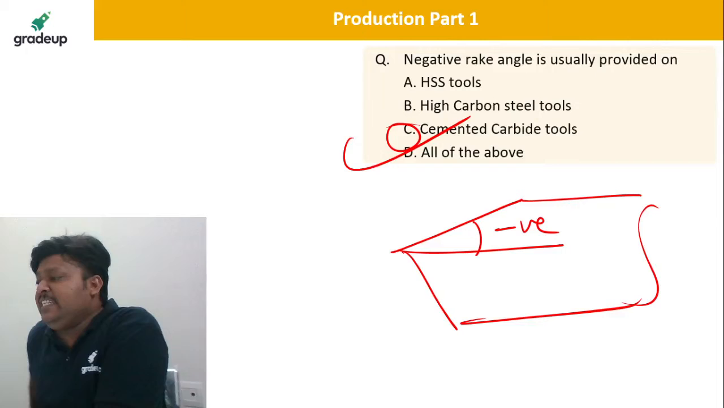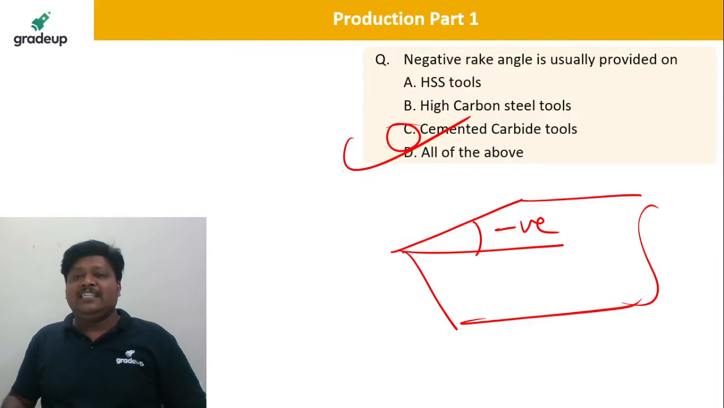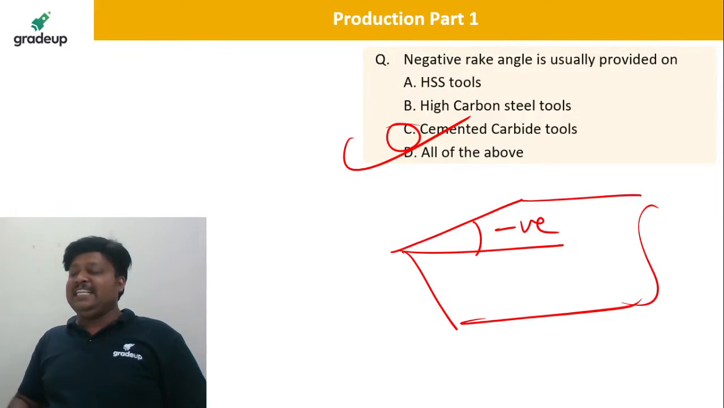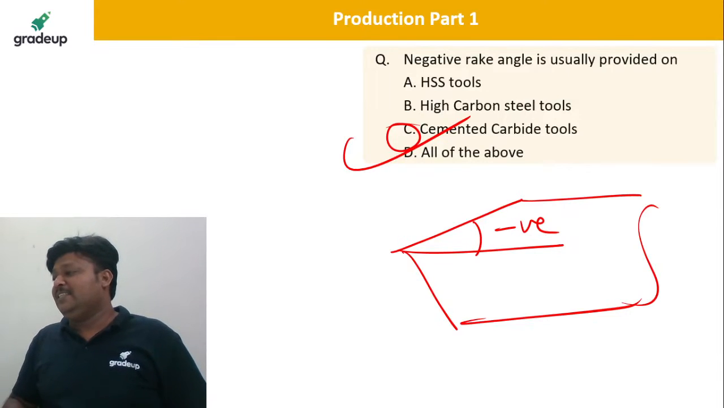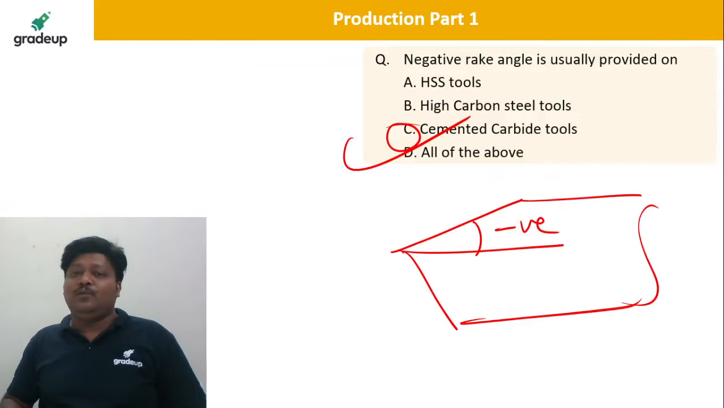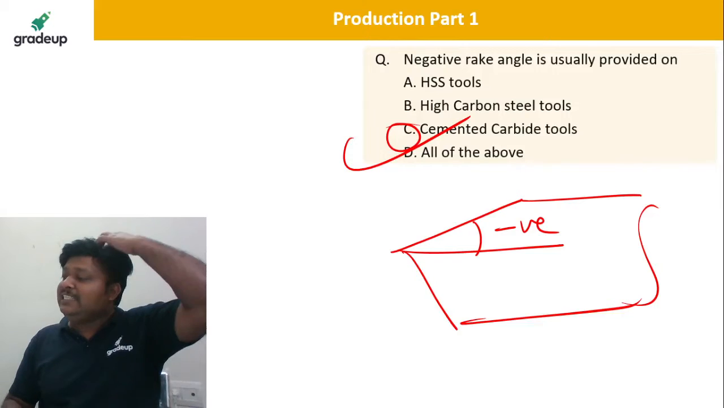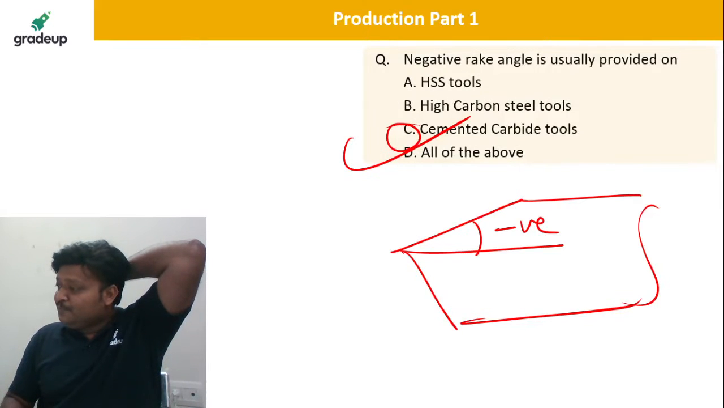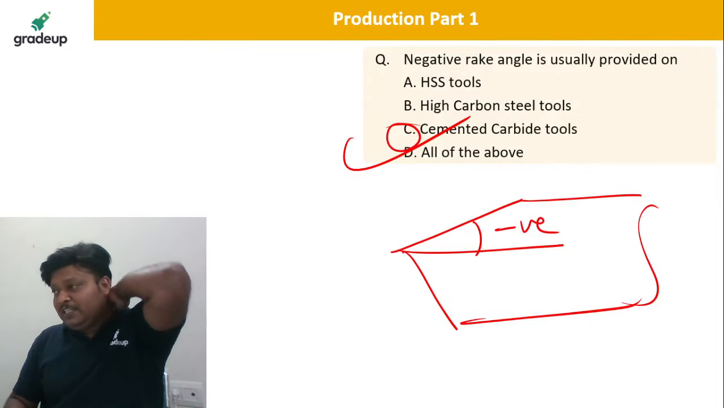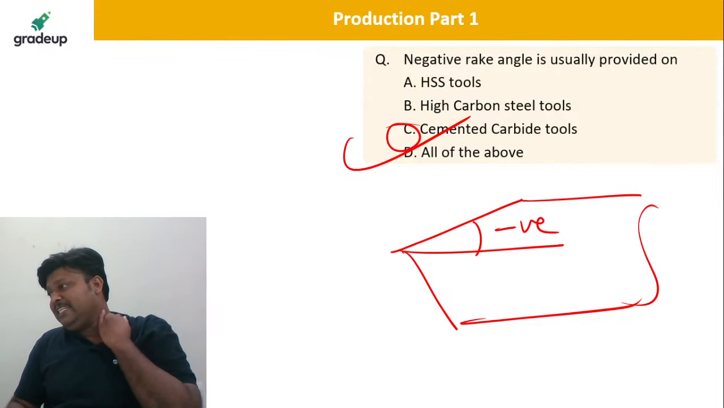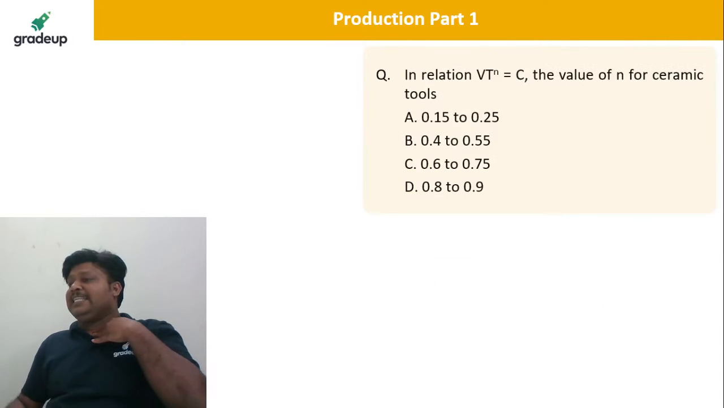C for Chennai. Chennai is correct. Very nice, dear. Shubham, how you can say all these things, dear? HSS and high carbon steels are generally given the positive rake. Carbides are very strong in compression. Very nice. Take the next question.